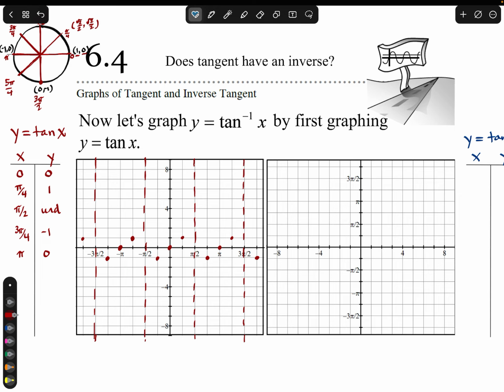Let's go ahead and connect it. We know that our tangent function looks something like this. It runs right along our vertical asymptote, curves up through those points, and then runs along the other vertical asymptote. Same thing here. And it continues to do this over and over again, which is why it's a periodic function.